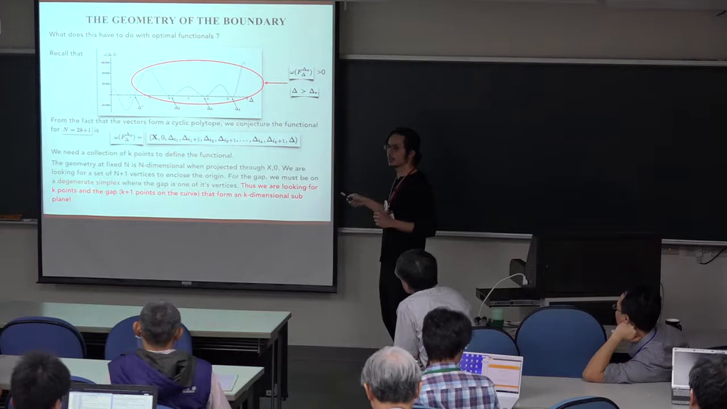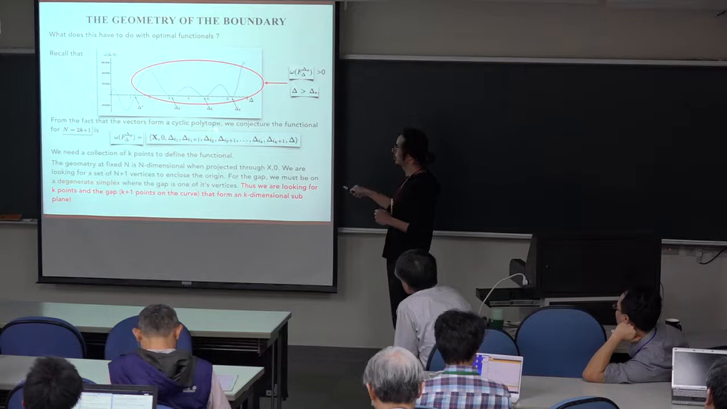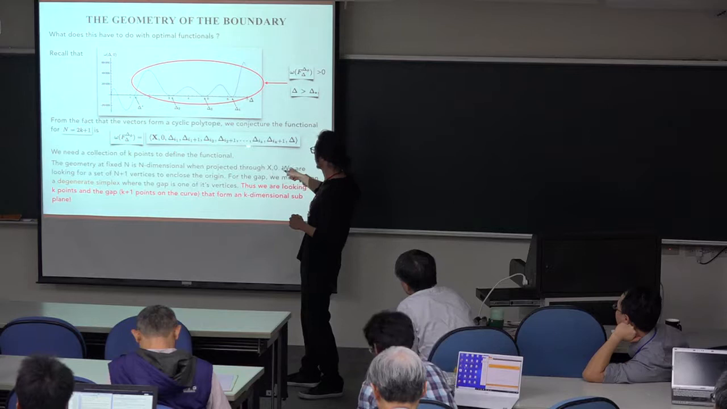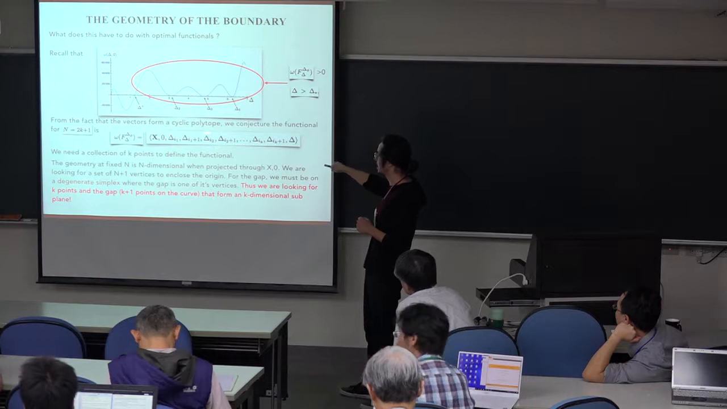At any fixed dimension, I'm going to start with this functional. And I know that it's going to produce something that looks like this. If I fix the dimension so that it takes this form, then I need to tell you what delta I1 is, delta I2 is, and delta IK is. So we need a collection of k points to precisely define this functional.